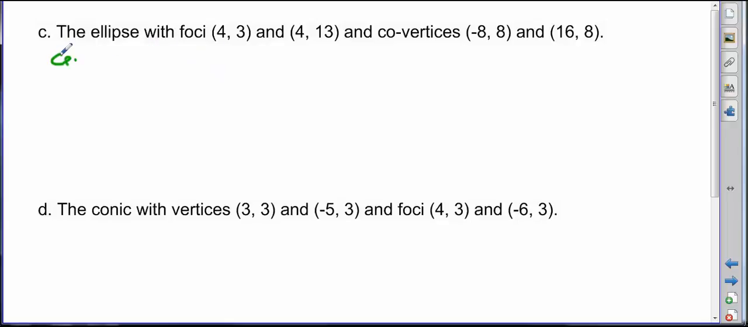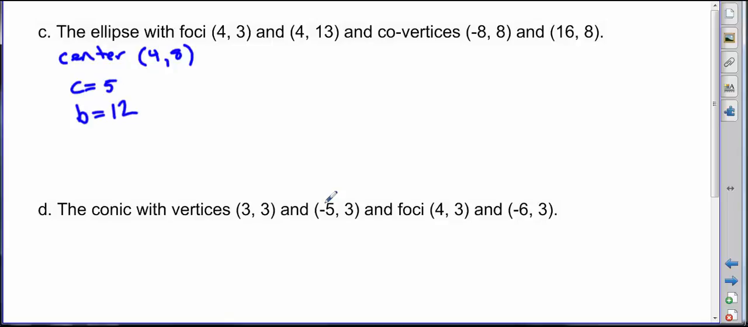So if you're rusty on conics, you're going to have to up your game just a bit and get this figured out. But what we know from that information, we know the center for the conic would have to be at (4, 8). That then tells me that if these are the foci, I know the c value is 5. If you look over here, you can see that the co-vertices, that's our b value, are separated by 24, so the b value has to be 12.